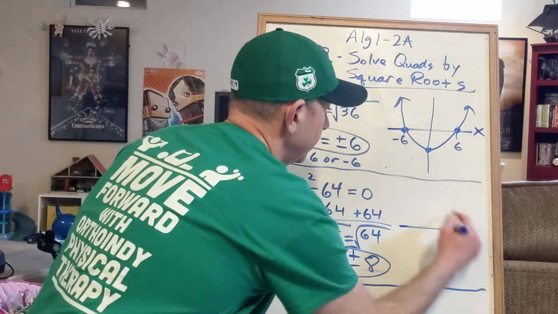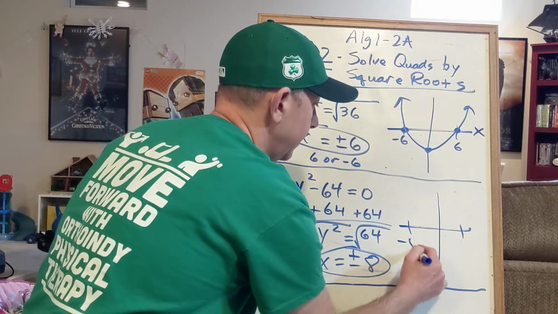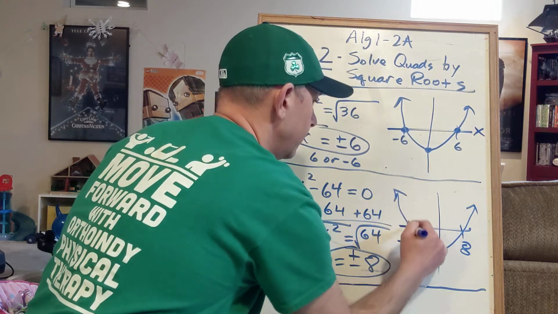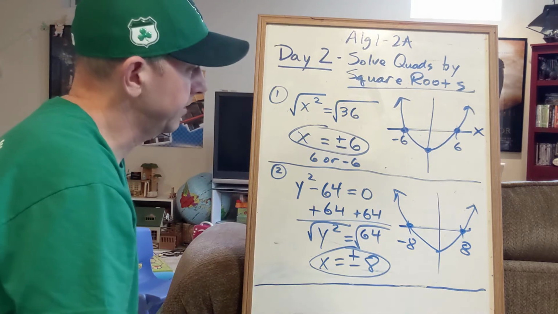The parabola on this one would look very similar to that. It's just instead of being at 6 and negative 6, it'd be at negative 8 and positive 8. So the graph of this would look just like that. Right? Okay, so a lot of information there.